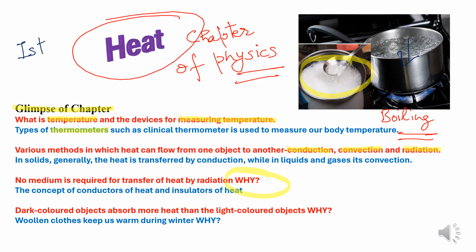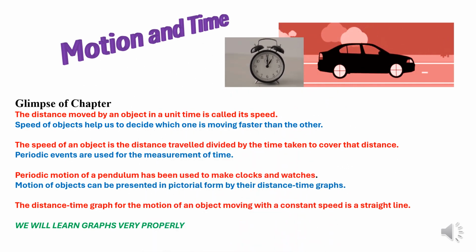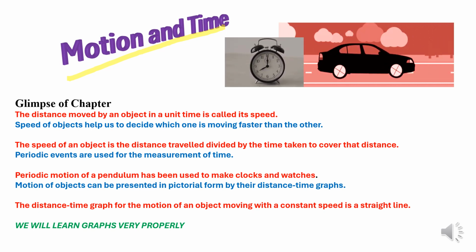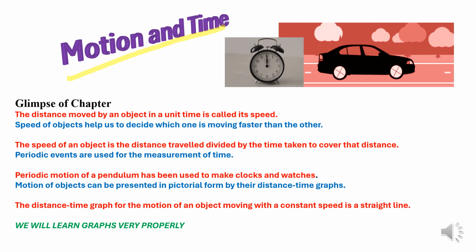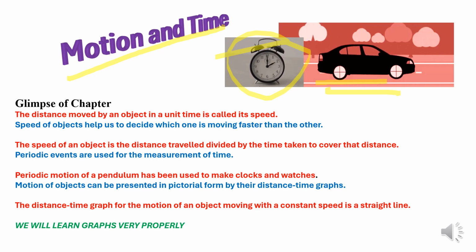Then comes the next chapter, that is motion and time. Now in this chapter we will try to understand the distance moved by any object in unit time, and how to measure that time. So there are two devices we mentioned. One is your clock, another is a moving car, and you can listen to the sound of the clock like this. This is the sound of the clock.